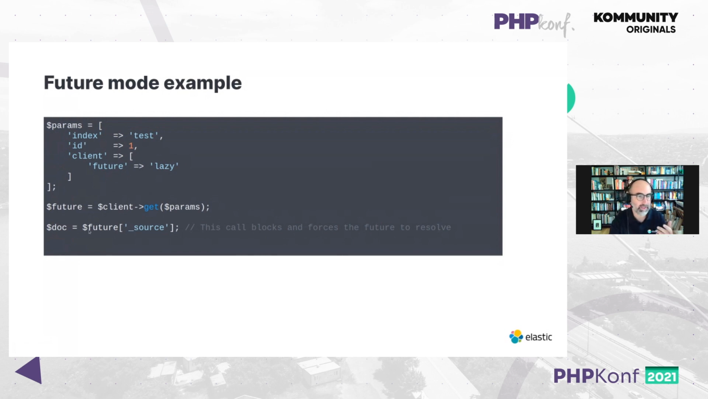Of course, because here we are saying, look, I want to know the value of the underscore source field of $future. Remember, $future is always an associative array. In this case, if you specify future lazy, internally it is not an associative array, it is an object. But when you access it as an array, it will block. So it will wait for the results to be sent from Elasticsearch. So if you don't read the $future here, the script will continue execution. So this is a non-blocking mechanism.